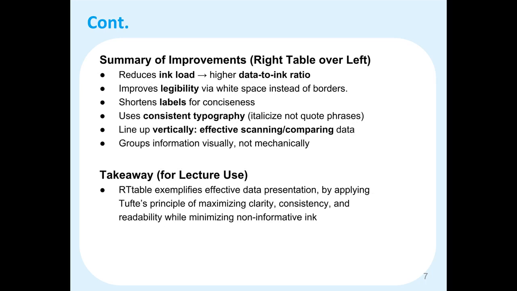It reduces ink load, which gives a higher data-to-ink ratio. It improves legibility via white space instead of heavy borders. It shortens labels for conciseness and uses consistent typography by italicizing, not quoting, phrases. Crucially, it lines up vertically, which makes for effective scanning and comparing data. Finally, it groups information visually, not mechanically.